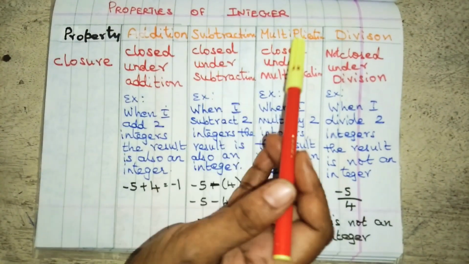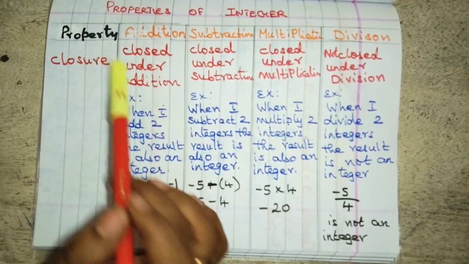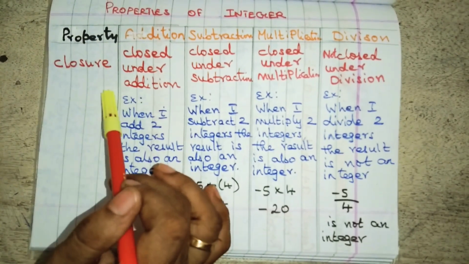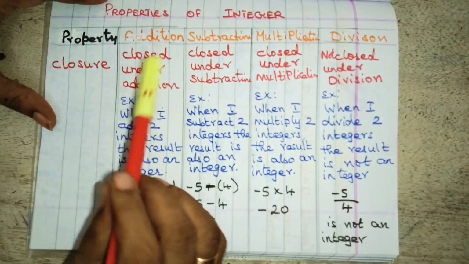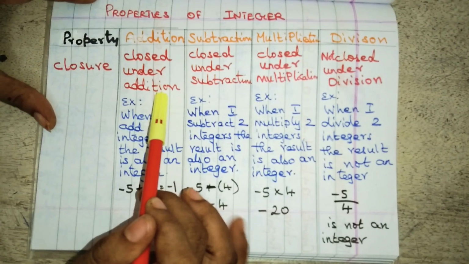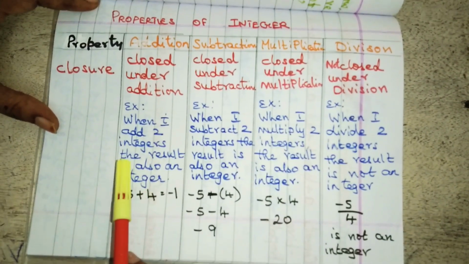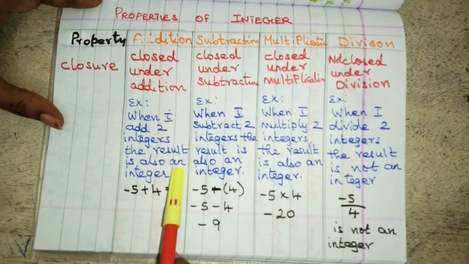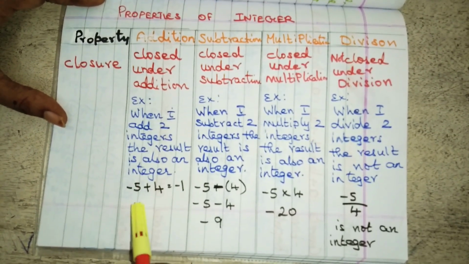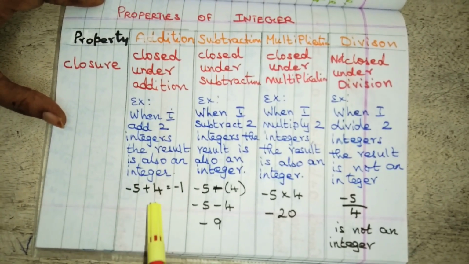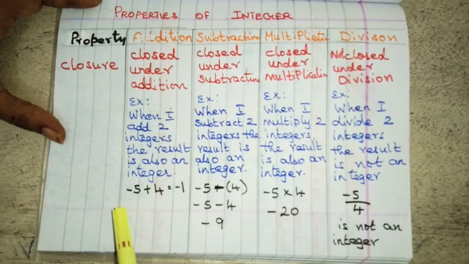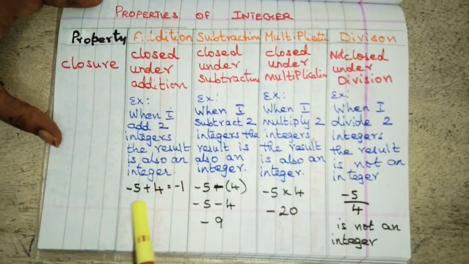So the first property we are going to go into, as I said, is closure property. Addition. It is closed under addition. Example, when I add two integers, the result is also an integer. I have got two numbers, minus 5 and positive 4. So I am going to add these two numbers. So minus 5 plus 4.